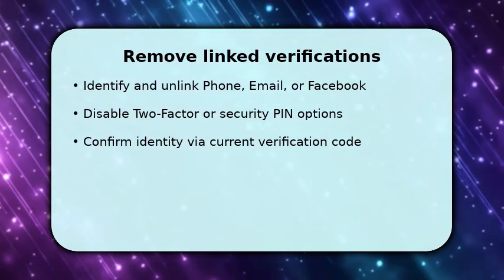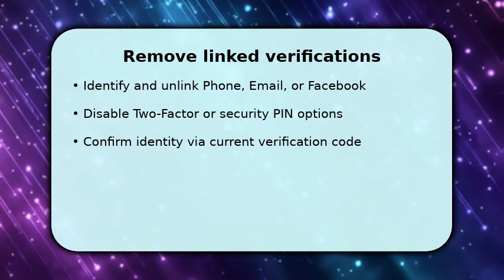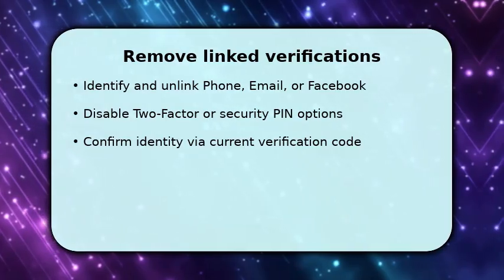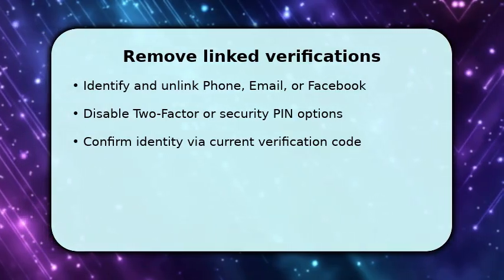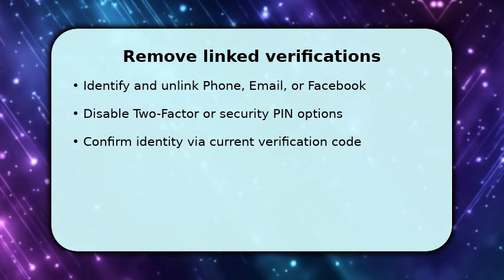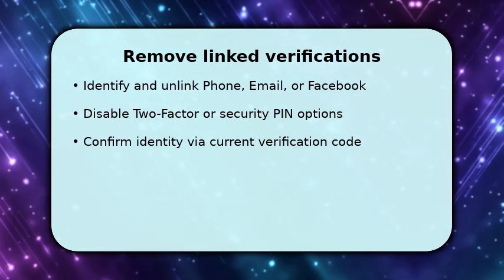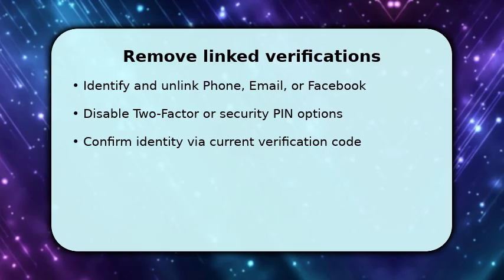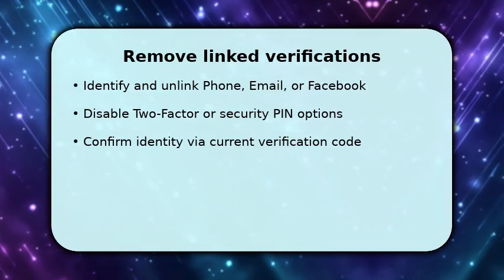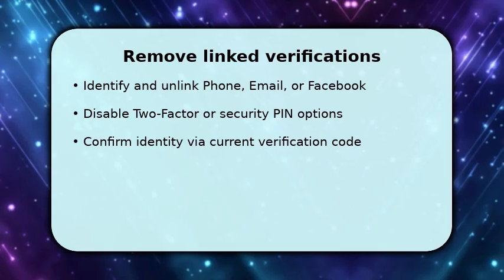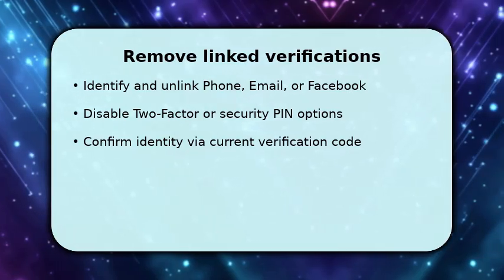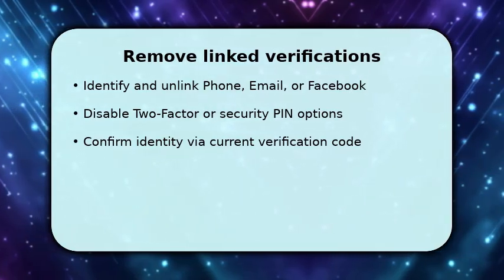When prompted, disable two-factor authentication or the security PIN by selecting the Disable option and entering your current verification code. This proves your identity. Once done, make sure each method shows unlinked status. If an external app like Google Authenticator is used, remove the app's code entry here. Then confirm so the lock state can be updated inside the game.